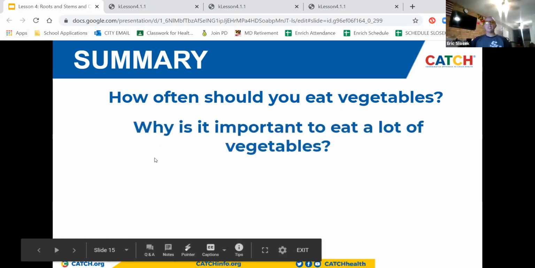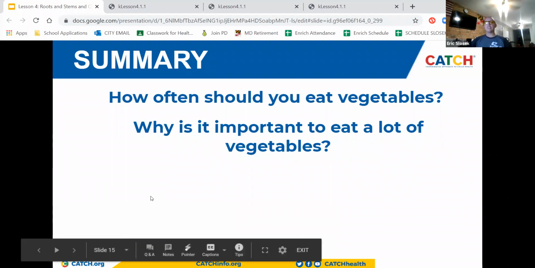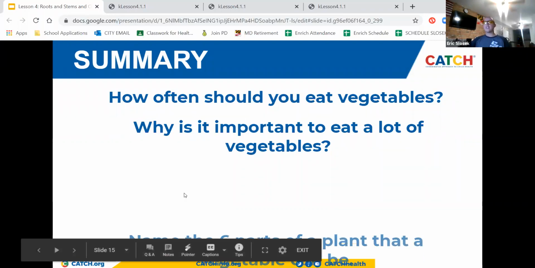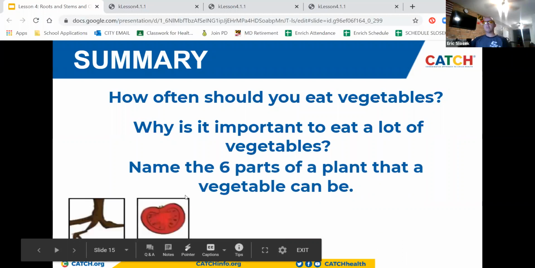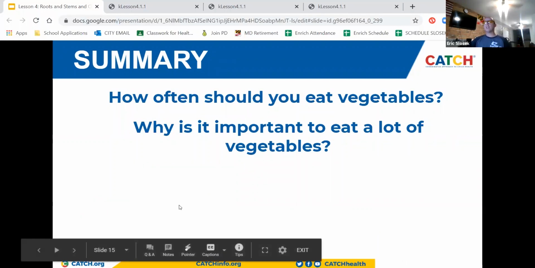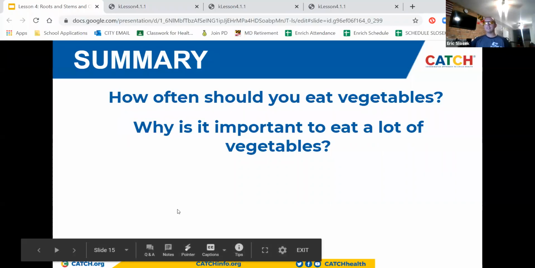Why is it important to eat a lot of vegetables? I'll let you think about that for a second. You're right. Vegetables help your body in many ways. They help you to grow, help you heal faster with cuts, and keep your eyes and your skin healthy. All right, last challenge. I want you to name the 6 parts of a plant that a vegetable can be. And I'm going to give you a little hint that your exit ticket might have this question on there.